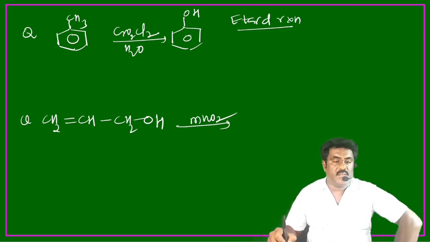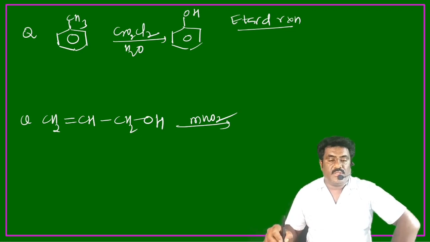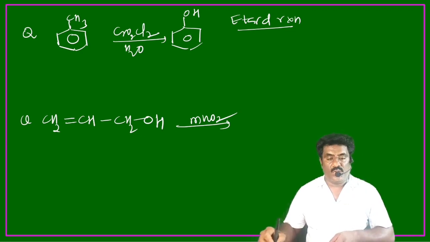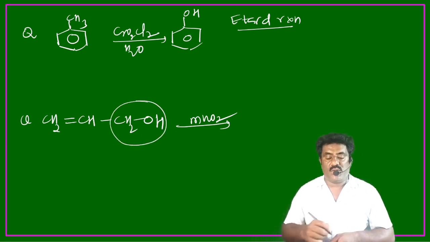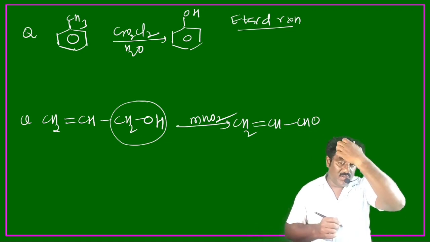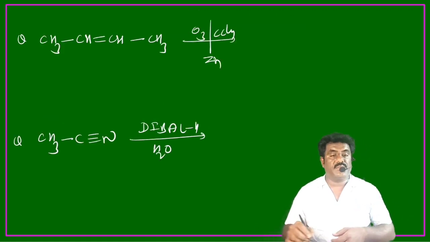Again, it is an alkene system with an alcohol, CH2 double bond CH2OH, in the presence of manganese dioxide, MnO2. So this CH2OH is converted to an aldehyde, CH2 double bond CHO. Have a look at the next question.